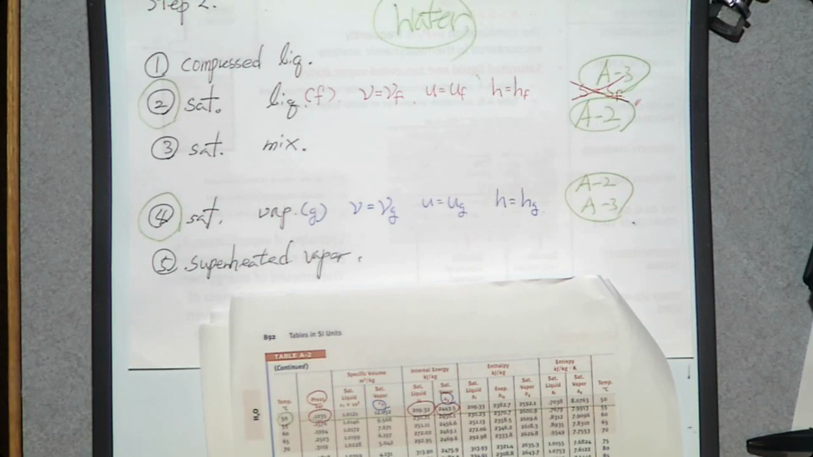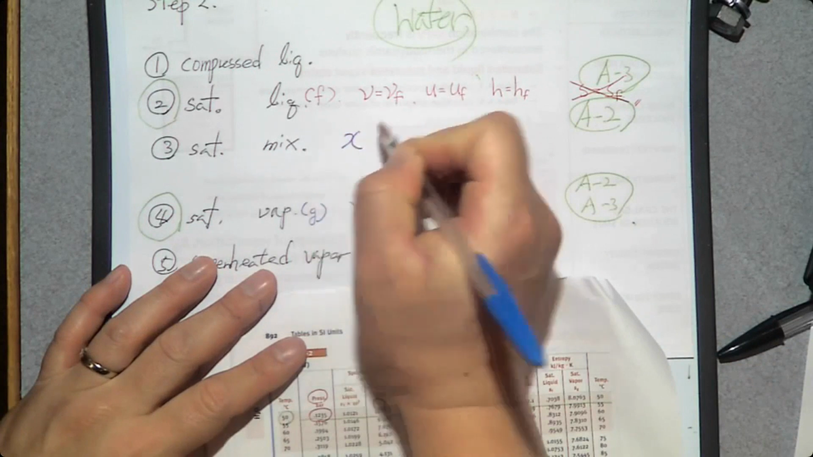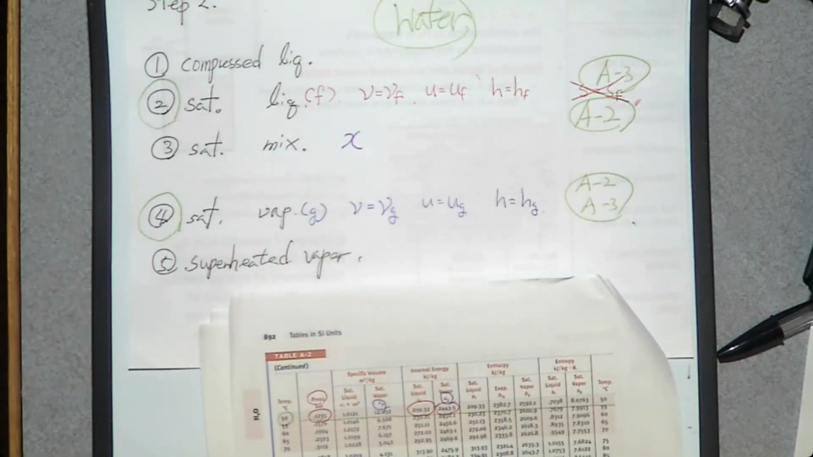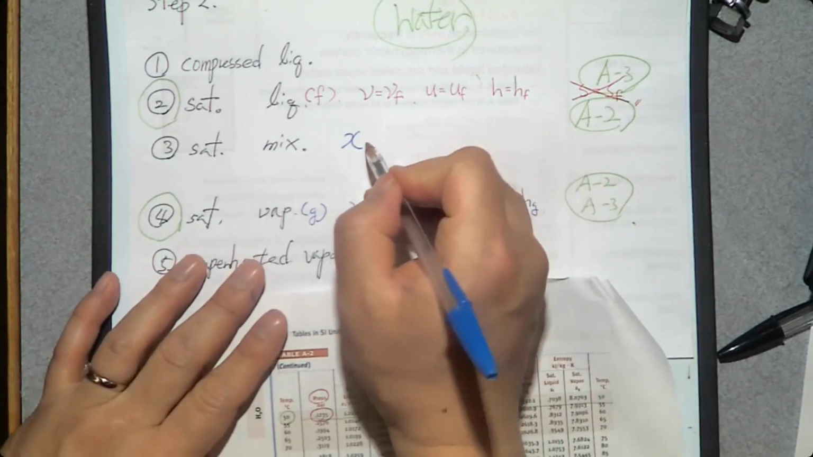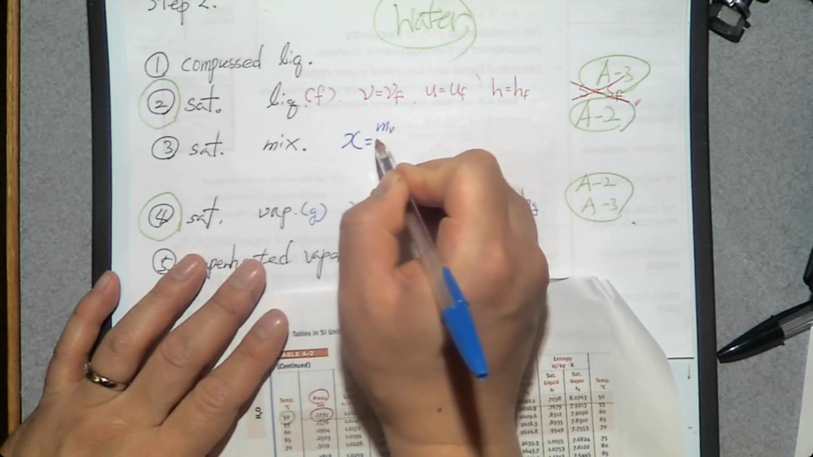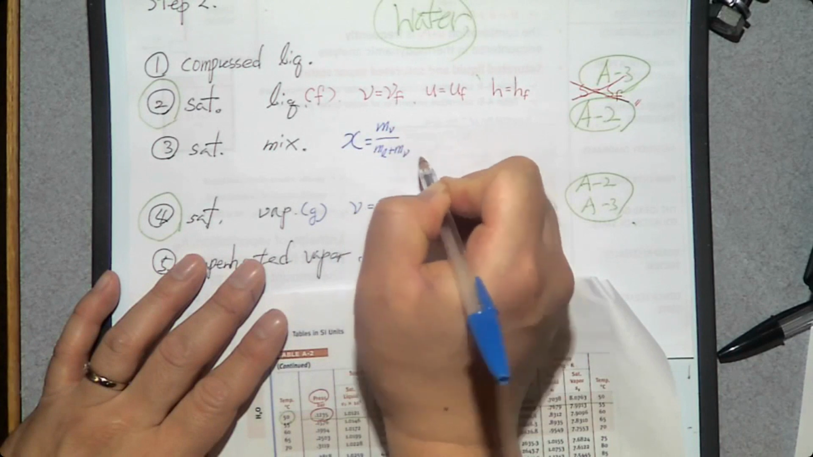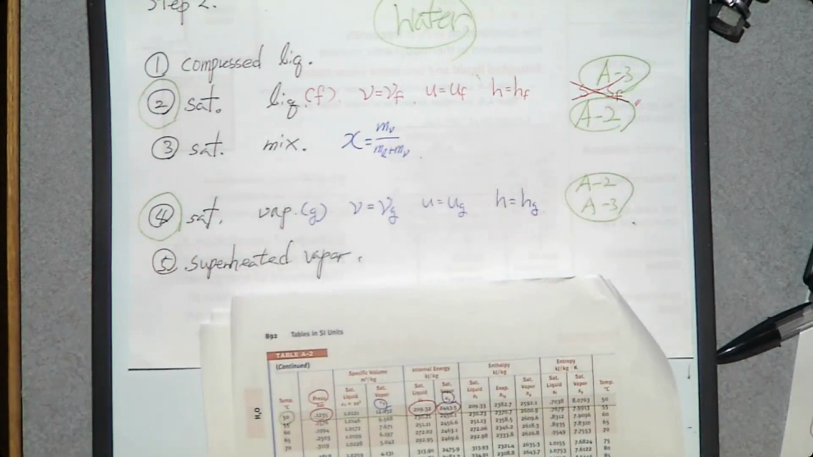That ratio is called quality x. Quality x is the ratio between liquid and vapor. The mathematical form of quality x is mass of vapor divided by mass of liquid plus mass of vapor. If you only have liquid, then there is no vapor, so x is going to be 0.